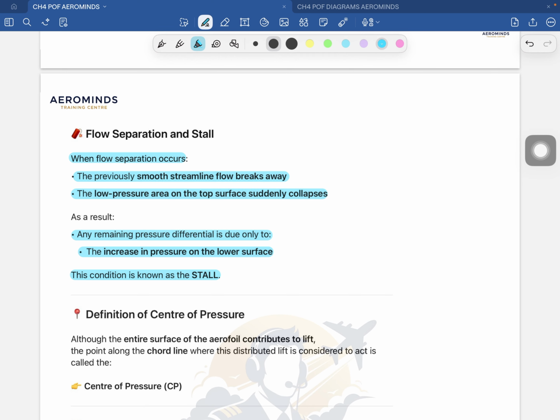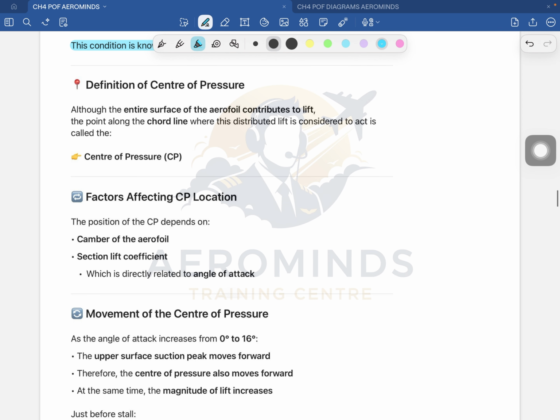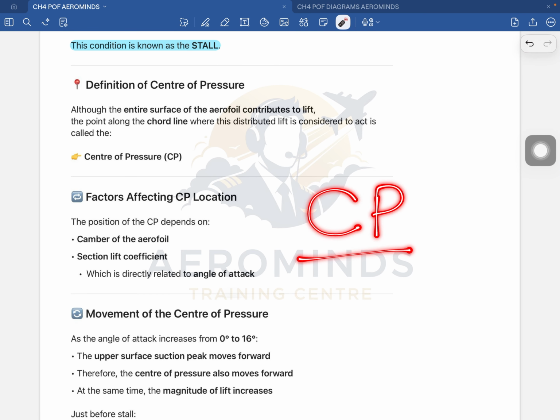So now we'll move forward to the definition of center of pressure. Now even though the entire surface of the aerofoil is contributing to the lift, we often want to simplify things. So instead of thinking that lift is spread everywhere, we imagine that the total lift force acts at a single point only, which is along the chord line obviously, and that imaginary point is known as the center of pressure, CP. So the center of pressure is actually the point along the chord line where the distributed lift is considered to be acting.